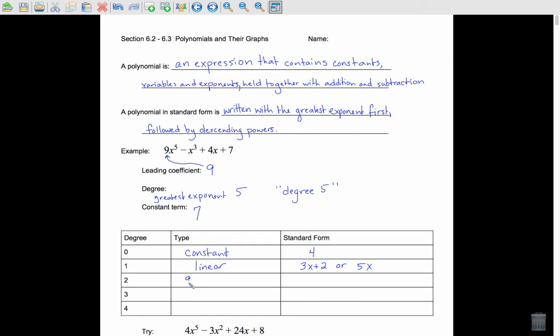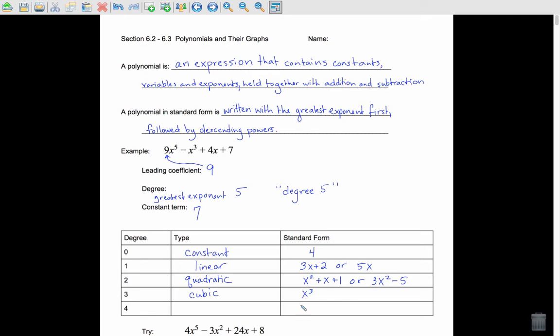Degree 2 is called quadratic. So x squared plus x plus 1 or x squared minus 5, perhaps 3x squared minus 5, something where 2 is your greatest degree. Third degree is called cubic.